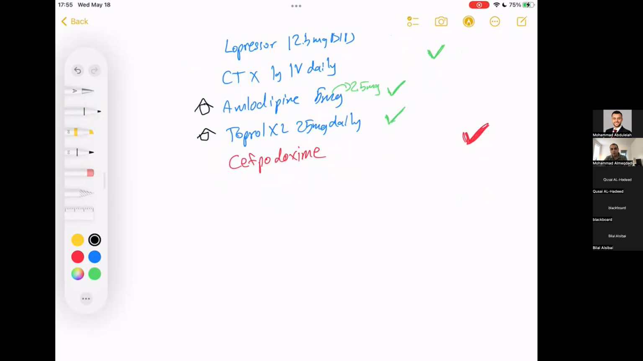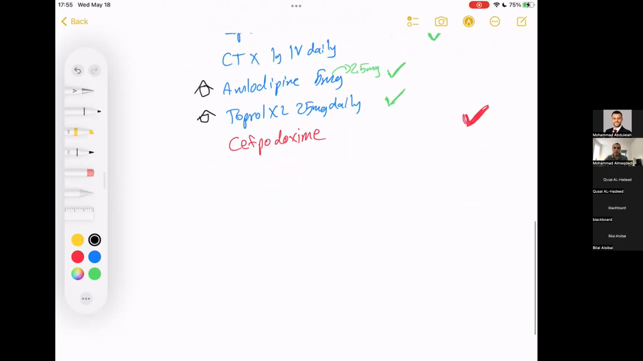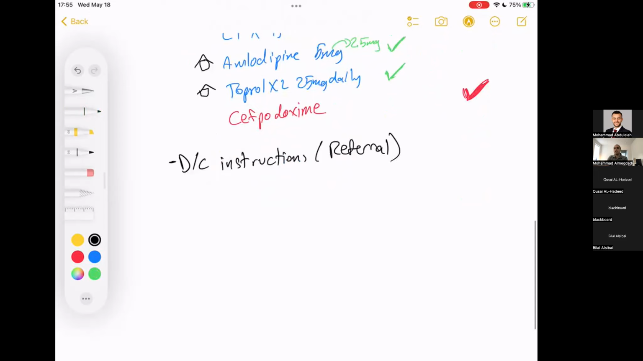Then you have to make appointments and call to make sure that they have all the appointments. And then in terms of the discharge instructions, sometimes it's called discharge referral because it has all the referrals of the patient. This essentially will be in layman terms.